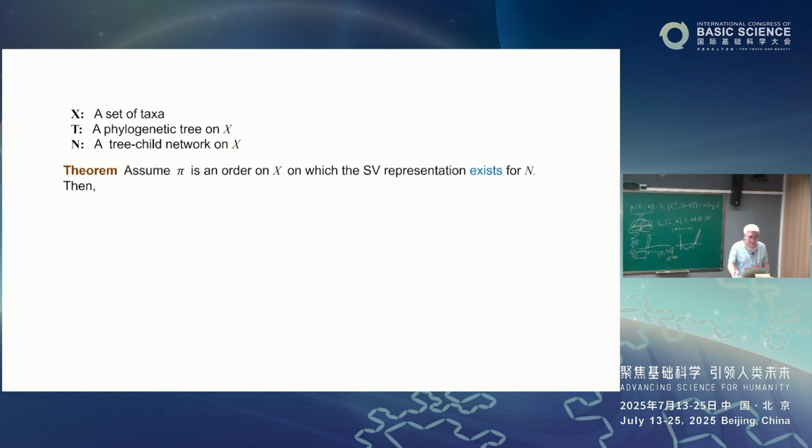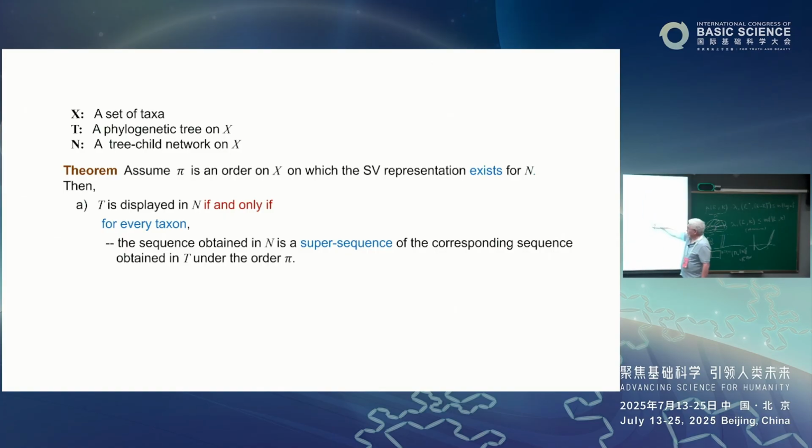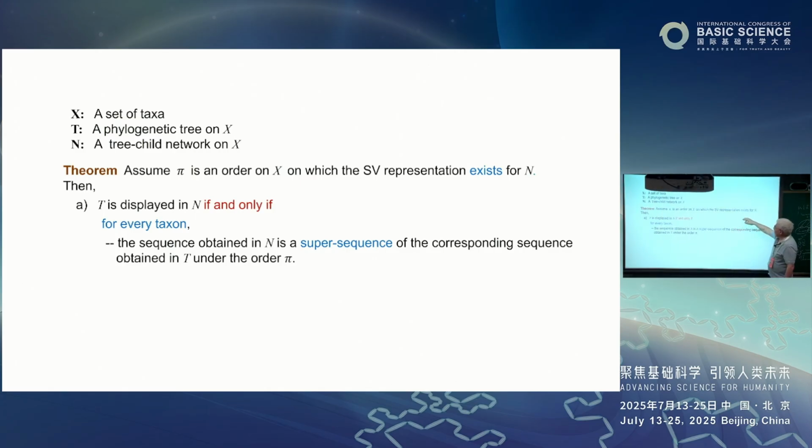So now we also have this theoretical result. Basically, we assume we have an ordering on X, for which the SV representation exists for the network. A tree is displayed in the network if and only if for every taxa, the sequence obtained in the network is a supersequence of the corresponding sequence obtained in the tree under the ordering pi. Remember, for each species, we call taxa, we obtain a sequence. So therefore, this is most important.